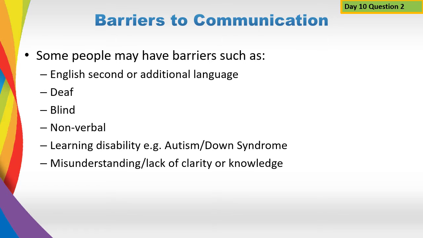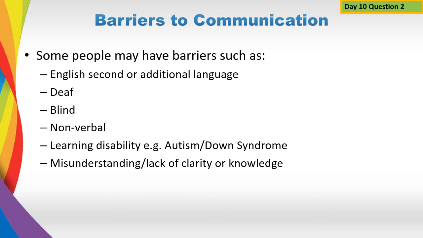Barriers to communication. Some people could have barriers to communication. Examples are on the screen here. People may use English as a second or additional language, so their understanding of English may be limited. Some people may have a hearing impairment, they could be deaf.